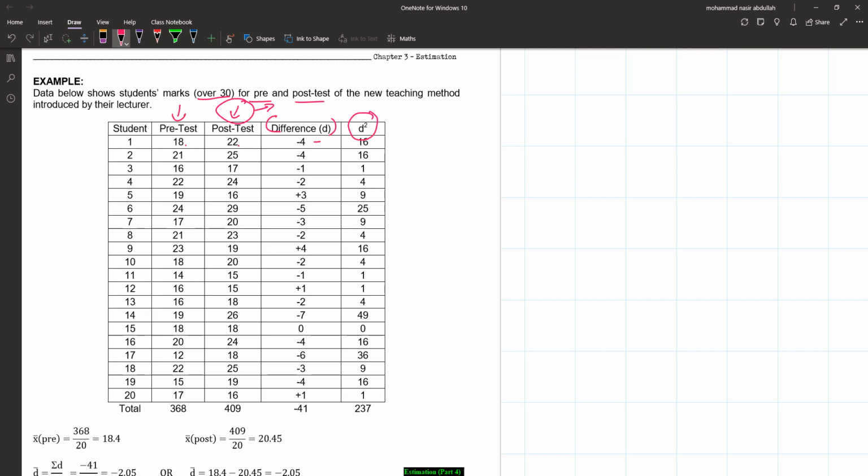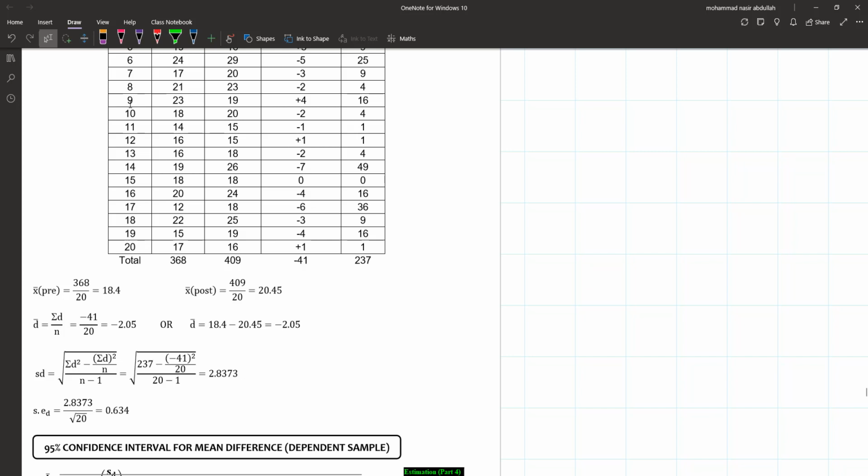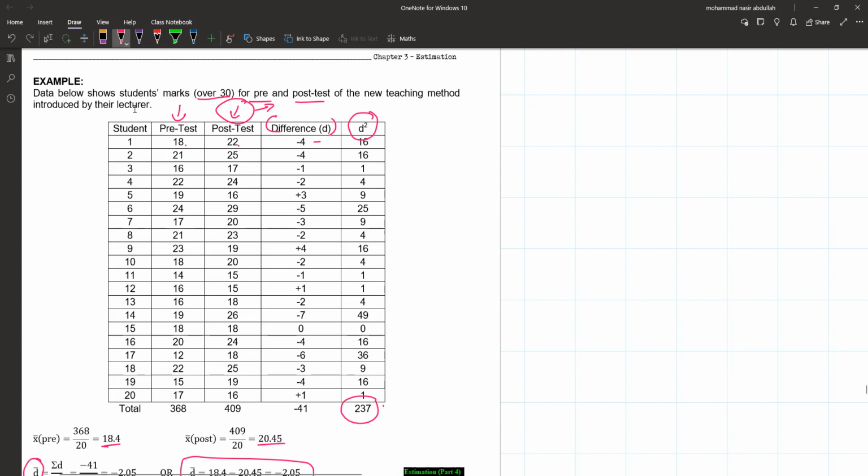So when we get the power of 2 of the difference, we can measure the mean difference. The mean difference means that we need to take the value of the mean for pre-test minus the value of the mean of post-test. So we will get negative 2.005.